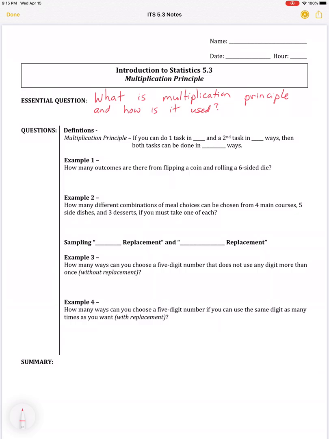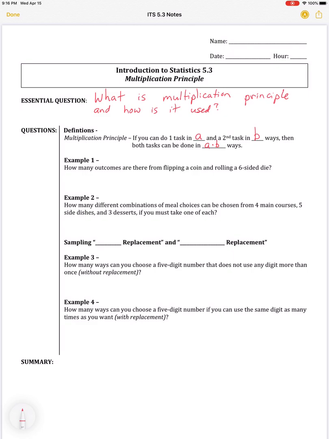So by definition, the multiplication principle is if you can do one task in A ways and a second task in B ways, then both tasks can be done in A times B ways. So you multiply the two together. What this means is like when you flip a coin, there's only two ways you can flip a coin, heads or tails. Or if you roll a dice, there's more possible things that could happen with the dice than with flipping a coin.